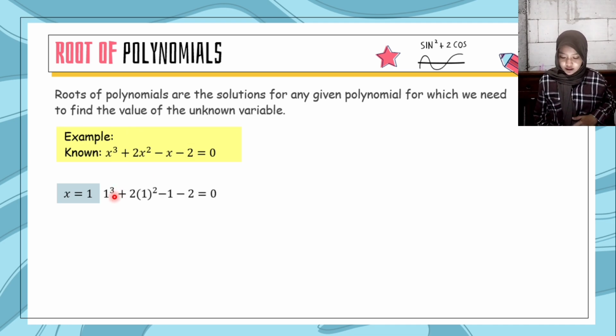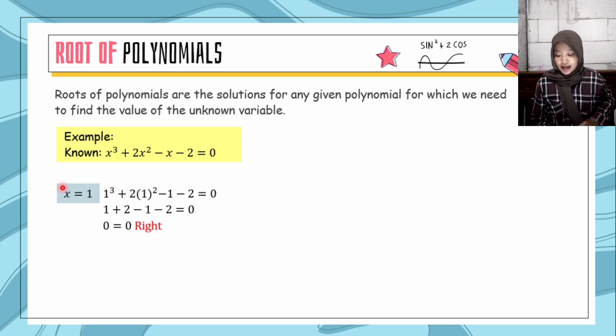So, 1 cubed plus 2 times 1 squared minus 1 minus 2 equals 0. Then, 1 plus 2 minus 1 minus 2 equals 0. So we get 0 equals 0. Well, this result is right. So, x equal 1 is one of the solutions of the given polynomial equation. Because this polynomial equation has degree 3, this equation will have 3 solutions.